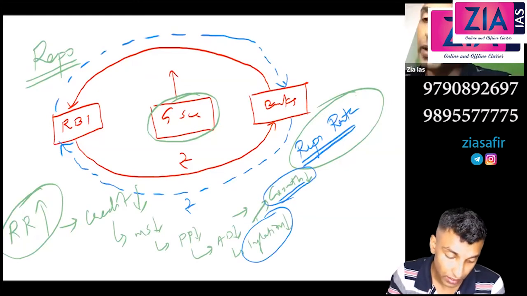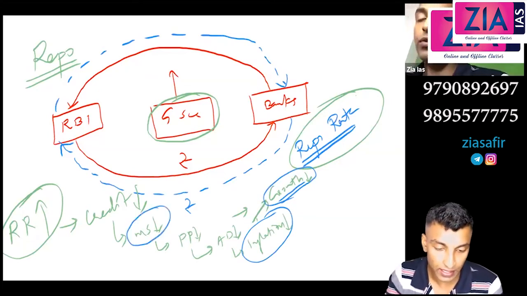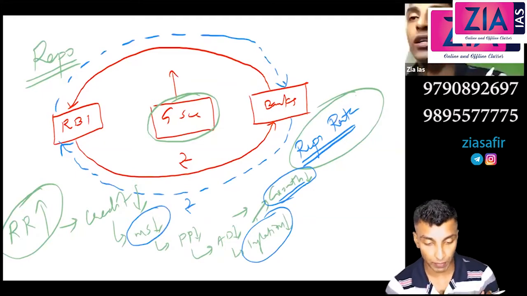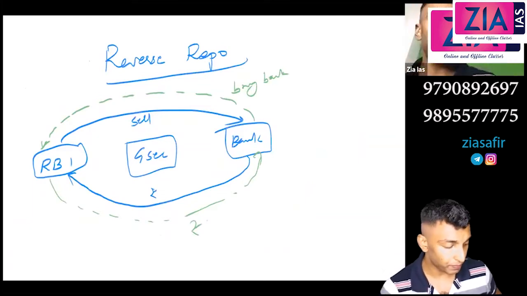So a repo rate increase can control inflation. How? Because you can reduce money supply. We will revisit this again in inflation, the inflation control measures. Okay, so here we are with the reverse repo. I hope you understood this reverse repo.